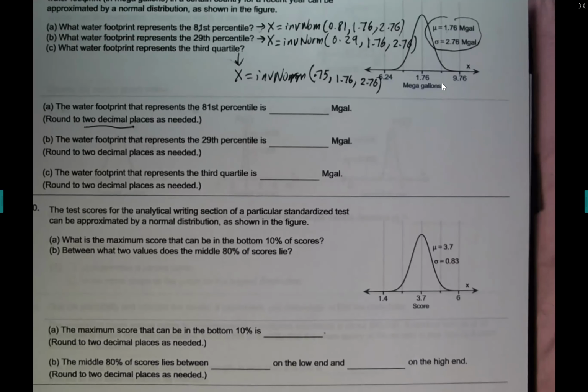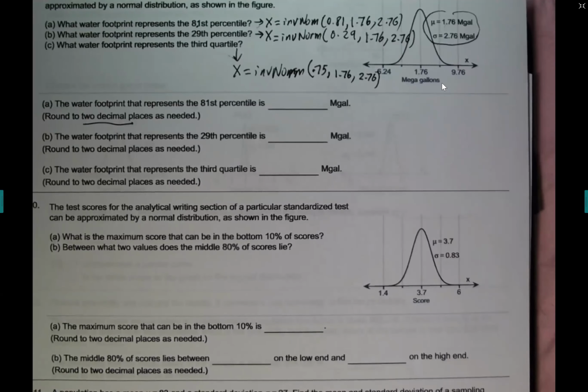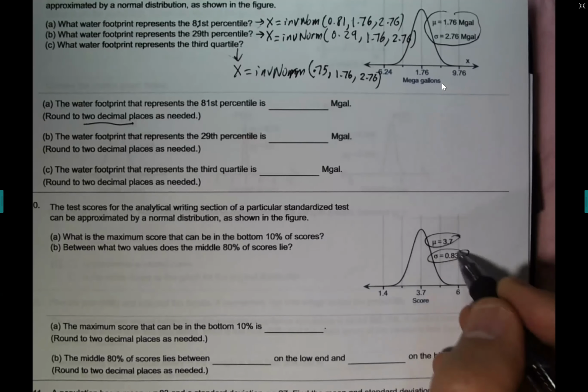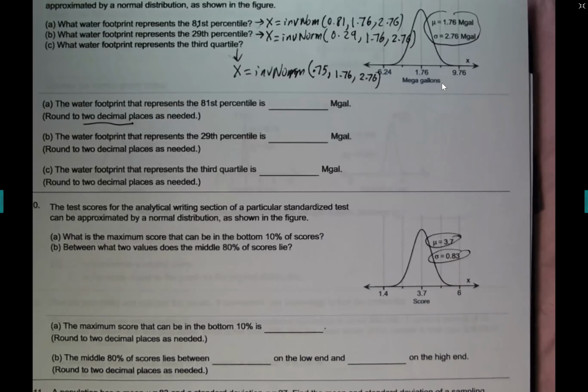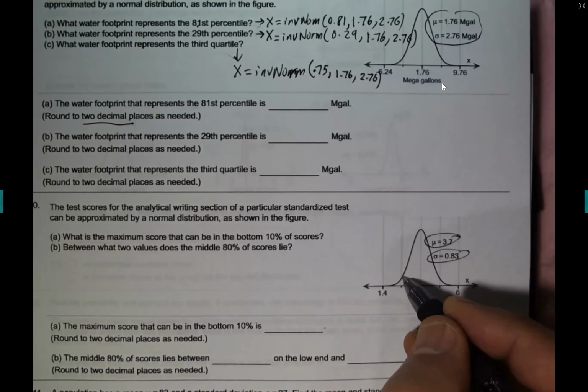And 10, the test scores for the analytical writing section of a particular standardized test can be approximated by a normal distribution. This is the distribution, guys. It gives you the mean and the standard deviation. What is the maximum score that can be in the bottom 10%? Bottom 10%, guys, it's on the left.